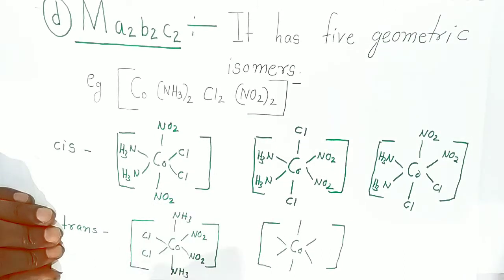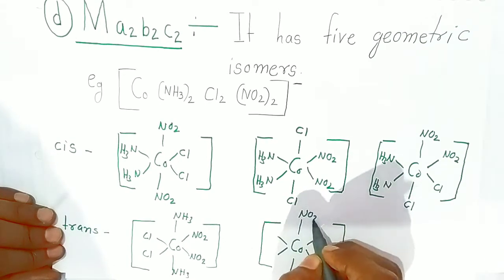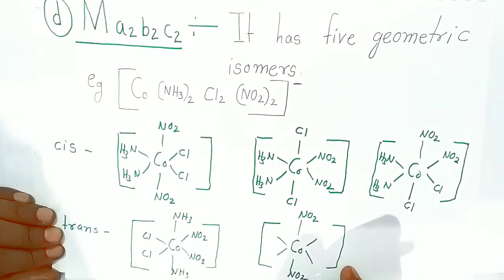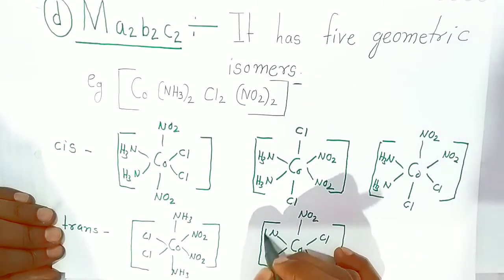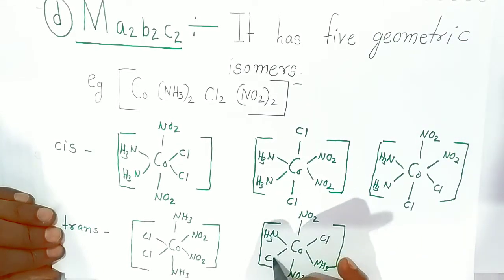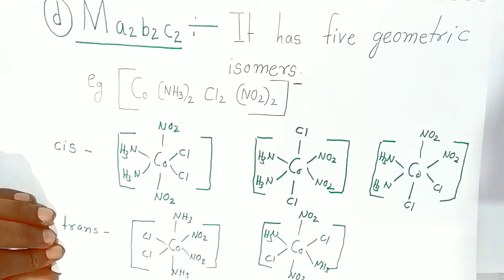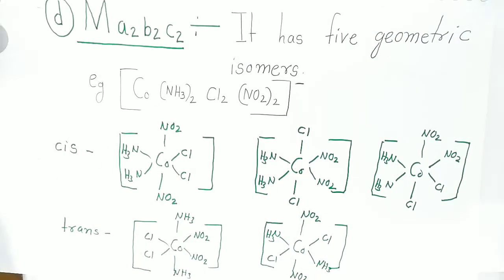If you want to write again, students, here the ammonia and NO2 here, the second NO2 molecule will come here this side. Chloride here, you have to put the ammonia. This is trans, opposite this trans will be this. These are the 5 isomers of this type of octahedral complex we have seen.